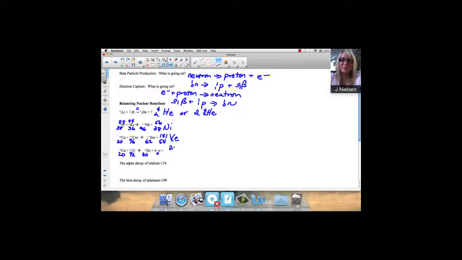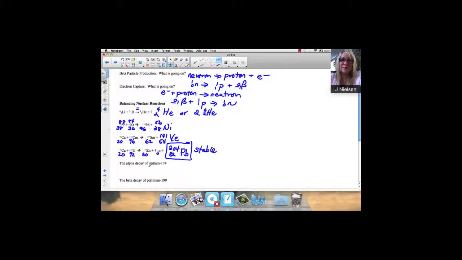So this has got to be 204 for my mass. And then over here, you have 112 minus 30, which is going to give you 82, which is going to give you lead. And this lead is stable. So things undergo continual decay until they reach a stable state.